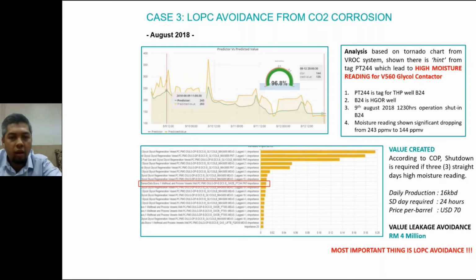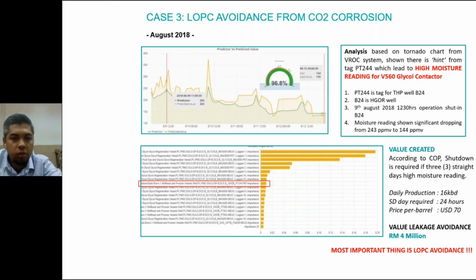distance apart. So the decision that I made at that particular time to my team was, I don't know what this model tells me, and it seems to not have any relation to it, but let me ask you guys to shut in this particular well first, and we will investigate later. And what the offshore people did was just shut in that particular well.